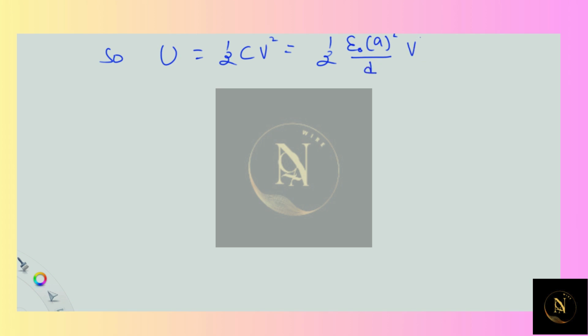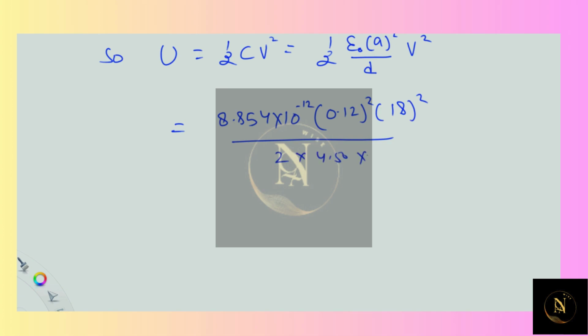and V squared. So finally plugging in all the known values, for epsilon naught 8.854 multiplied by 10 to the power minus 12, A squared means the square of 0.12, then 18 squared and divided by 2D, 2 times 4.50 multiplied by 10 to the power minus 3. And finally, this electrostatic potential energy stored in this combination of the plates now comes out to be equal to 4.6 multiplied by 10 to the power minus 9 joules. Answer for the third and the last part of this given problem.